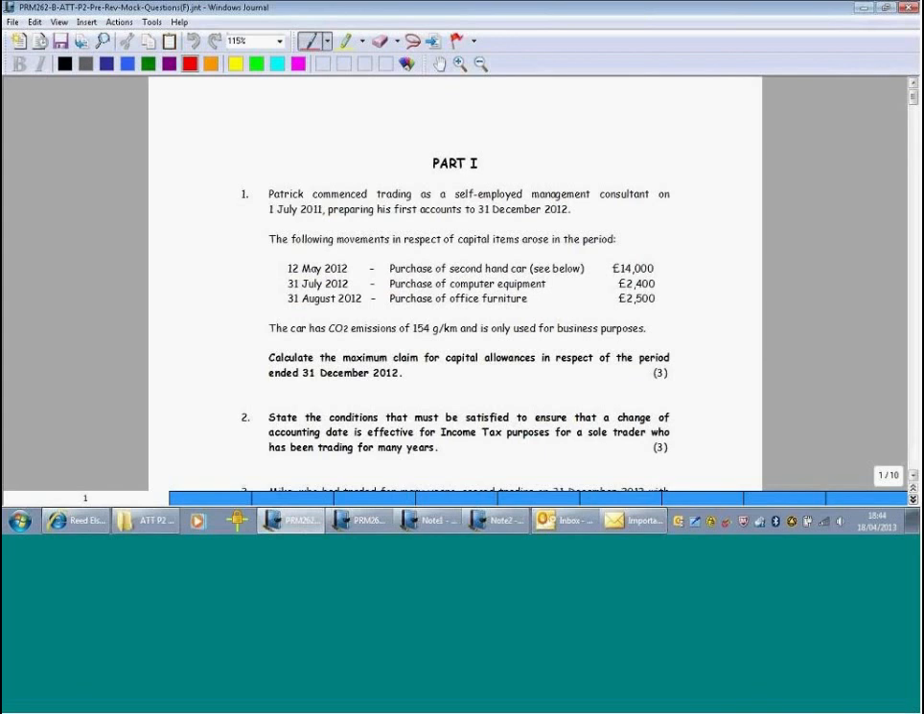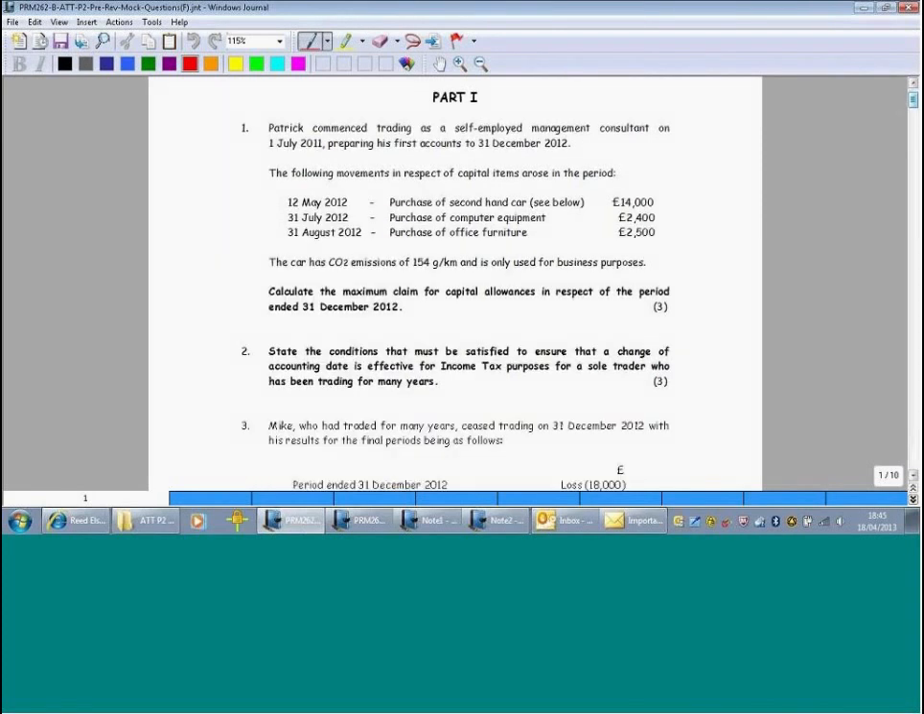So on the screen at the moment is the exam questions from this pre-revision mock. So just looking through the short form questions, ones that I really wanted to pull out. Question 1, straightforward, things to identify. Here you're dealing with an individual, so a sole trader, when you come to calculate your capital allowances. So do think about things like private usage, etc.